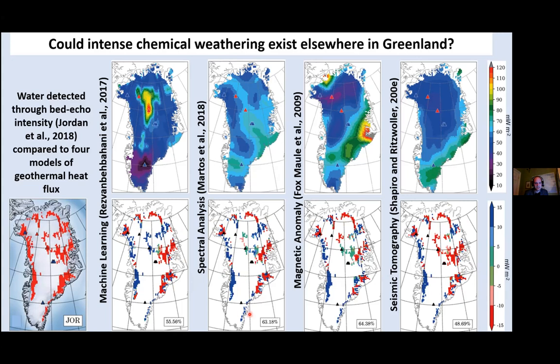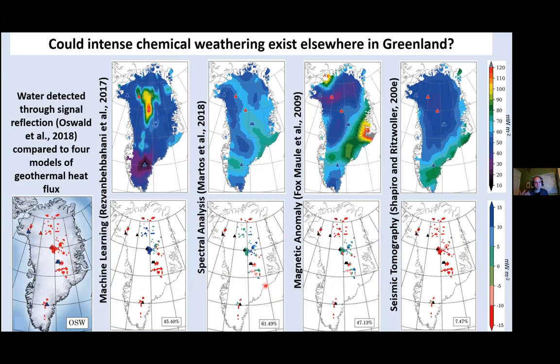particularly in the east and north. And there was a similar study that actually used a signal reflection method to also look for water and found water, because it was a different method, different regions had this characterization, but through much of the center of Greenland, they found evidence of water. And again, Saruj compared this to these heat flux models and found regions which were consistently lacking the heat to actually produce this water.